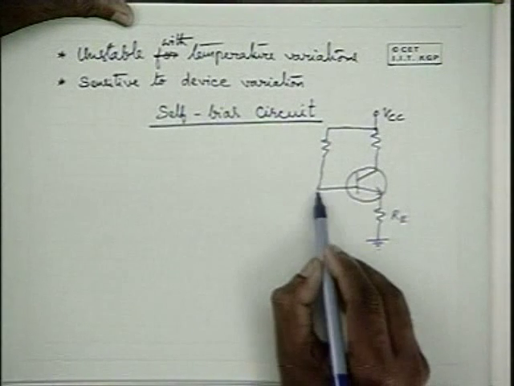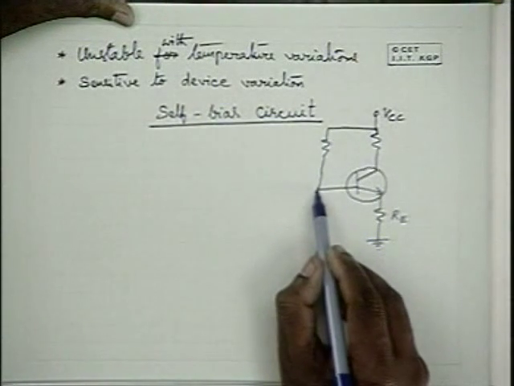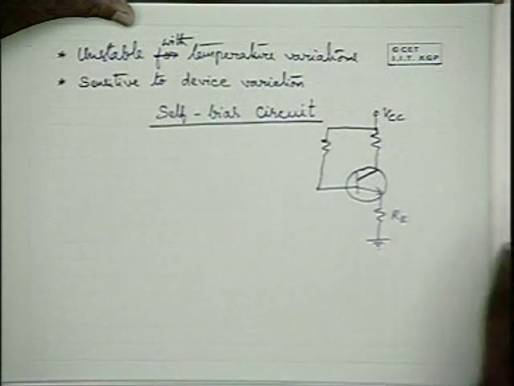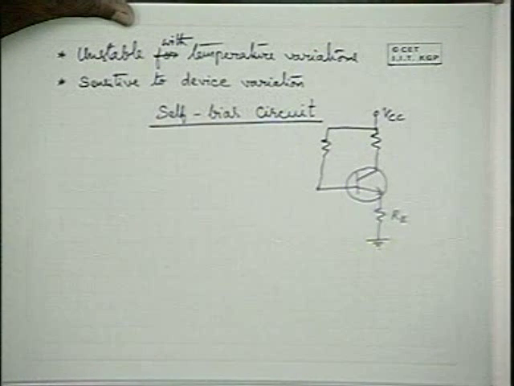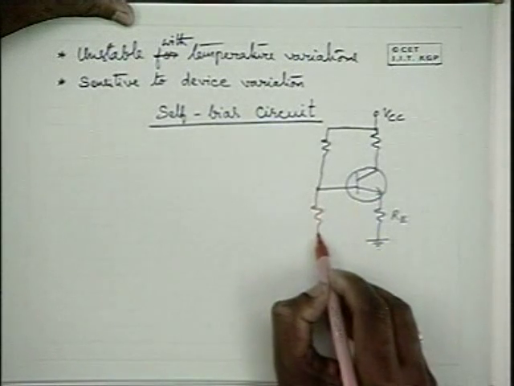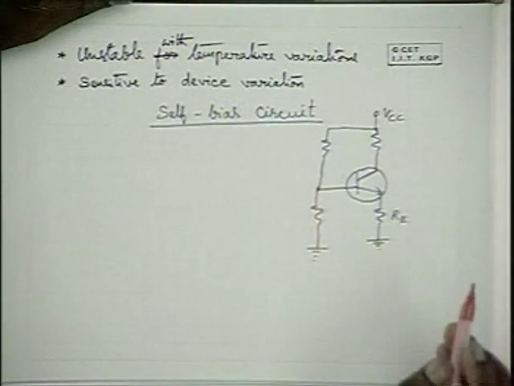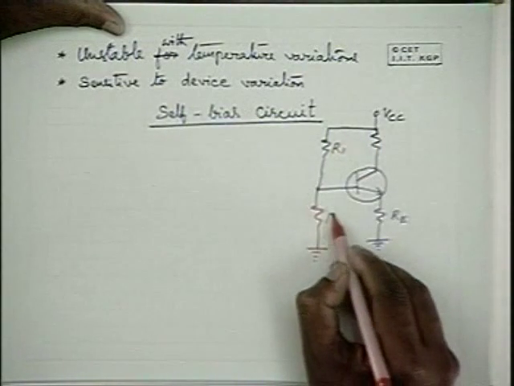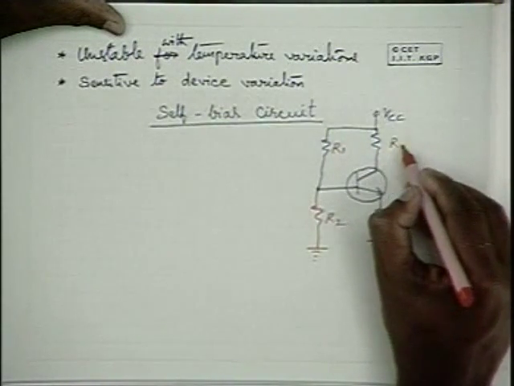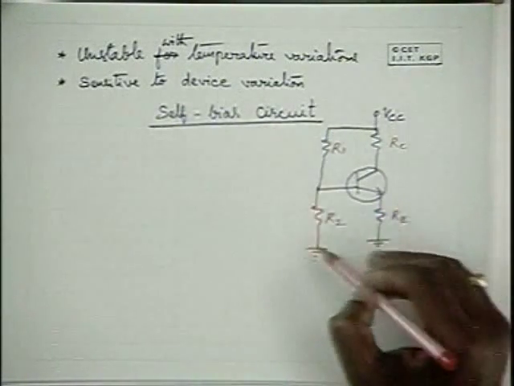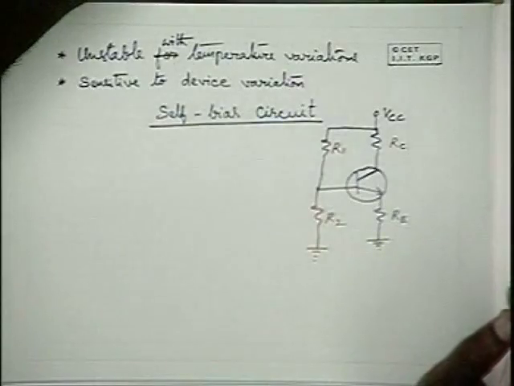Alternatively, the base-emitter junction side, or input side, biasing is provided with two resistances instead of one resistance. So this kind of circuit is also used. This circuit is known as a self-bias circuit or emitter to base biasing circuit. Now, how does this circuit improve the stability? That's the question.